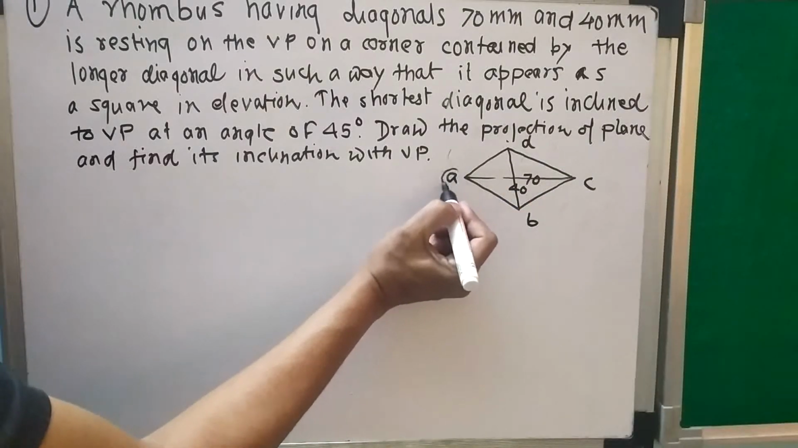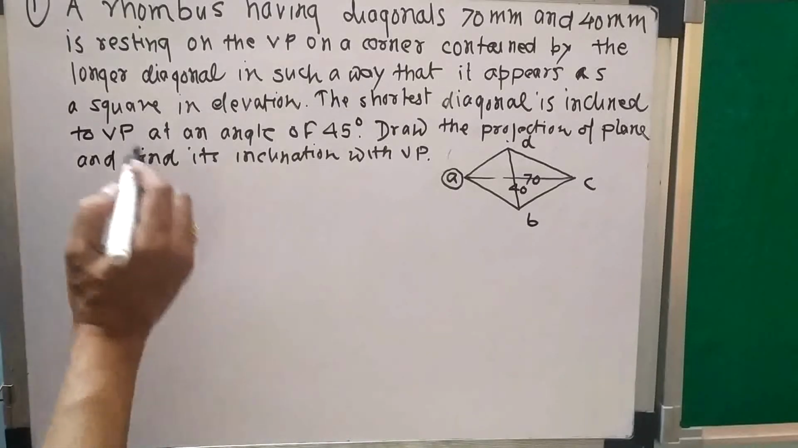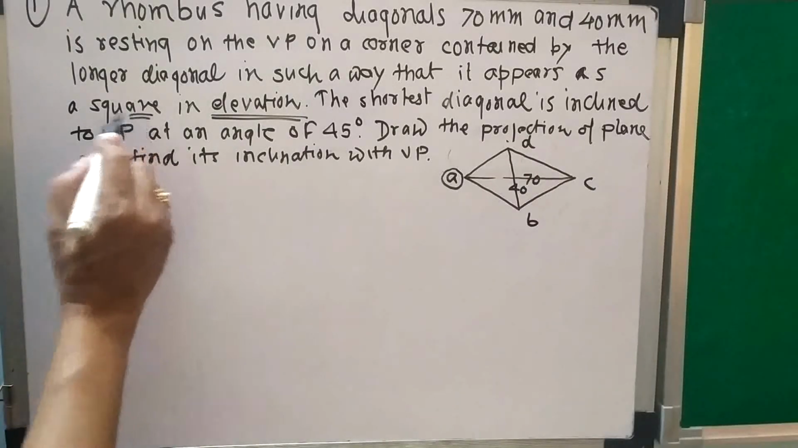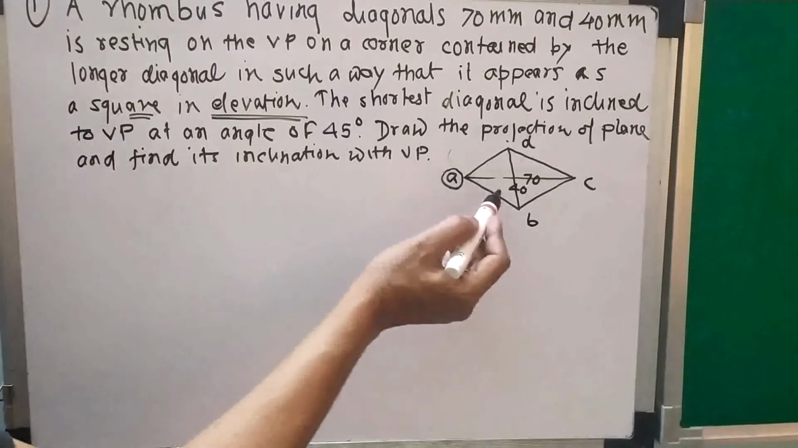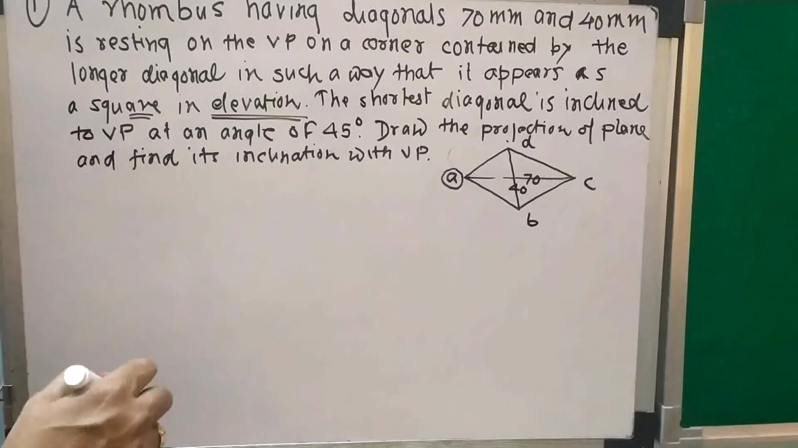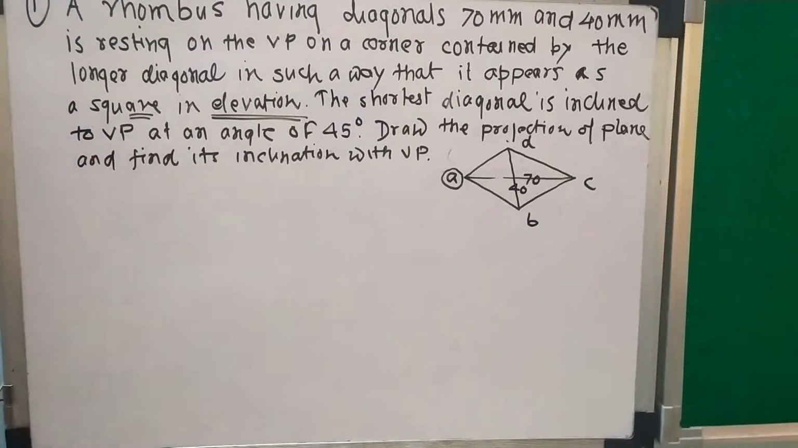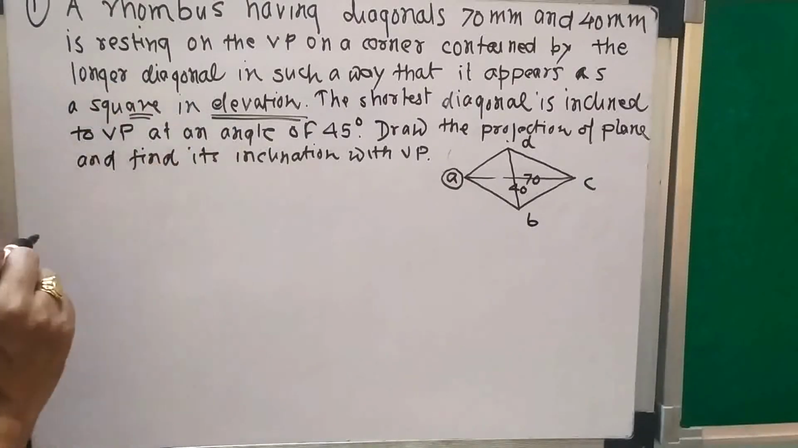So let A be a corner on the VP in such a way that it appears as a square in the elevation, that is, in the front view it appears as a square. So this rhombus appears as a square. This means that the surface is inclined to the vertical plane. That's why in the vertical plane it looks like a square.